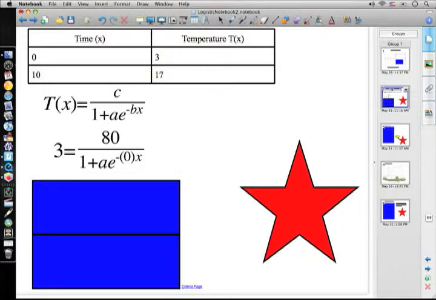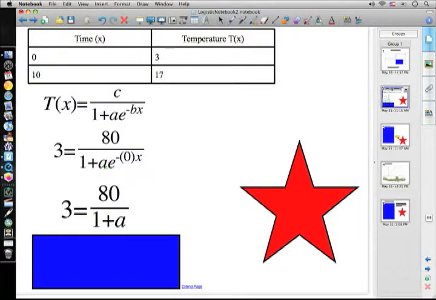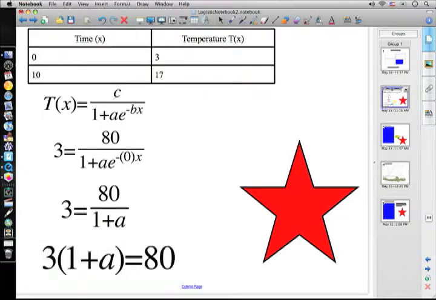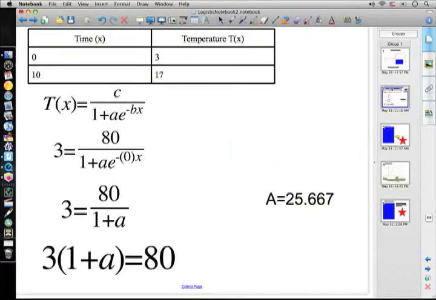Now, multiplication by 0 gives you 0. Anything to the 0 power is 1. Thus, we are left with the equation 3 equals 80 all over a plus 1. Through cross multiplication, we can simplify the equation to 3 times a plus 1 equals 80. Then we can divide 80 by 3 to get 26.667. Subtract 1 to find the value for a. a is equal to 25.667.